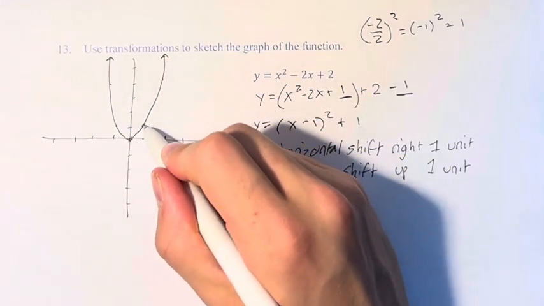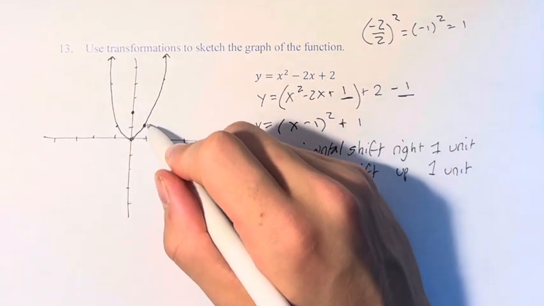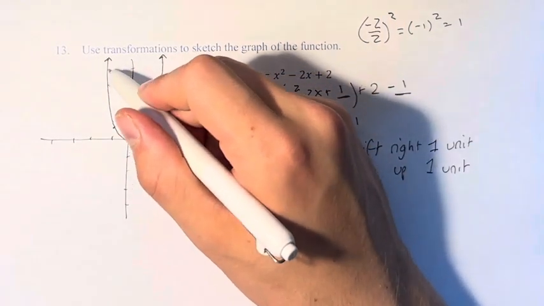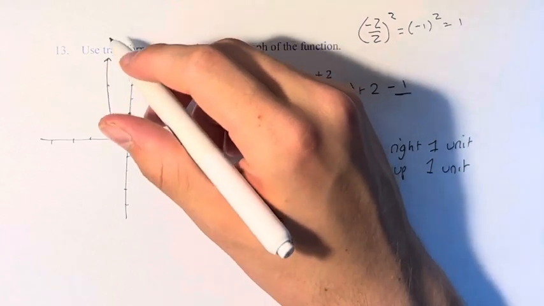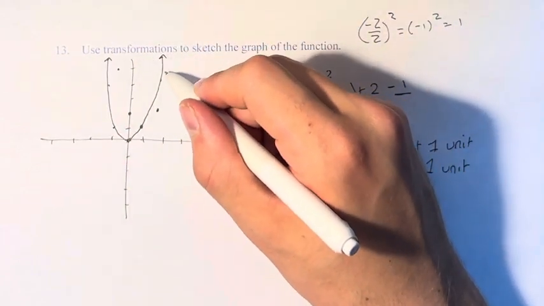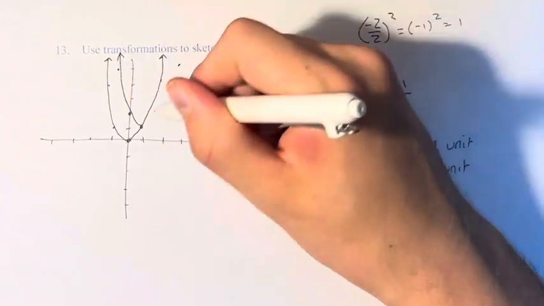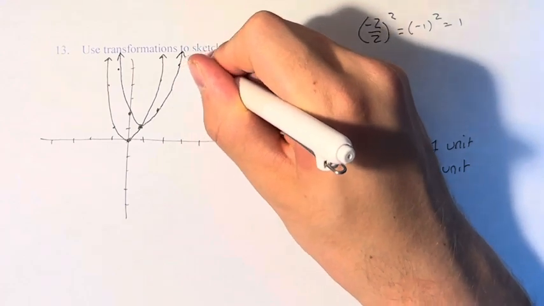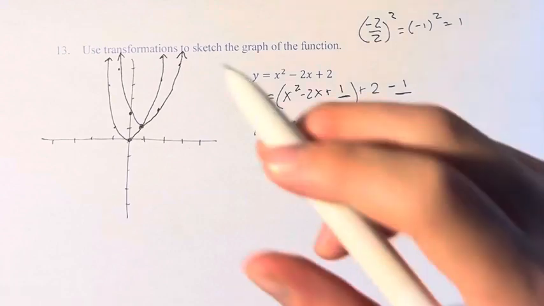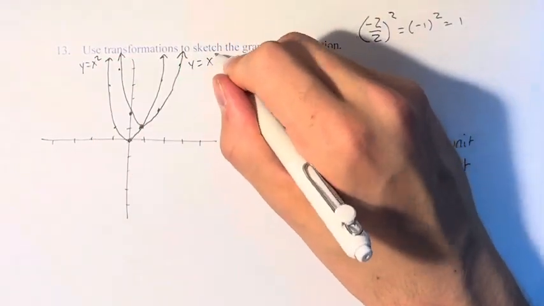So (0, 0) becomes (1, 1). (-1, 1) becomes (0, 2). (1, 1) becomes (2, 0)... (-2, 4) becomes (-1, 5). And (2, 4) becomes (3, 5). And we can see a similar shape just moved to the right and up. So this is the graph of y equals x squared, and this is the graph of y equals x squared minus 2x plus 2.